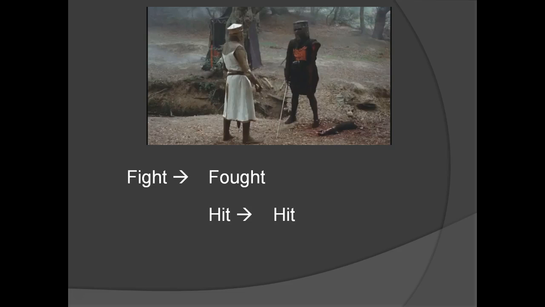What happened to the Black Knight's arm? King Arthur cut it off. So cut is like hit. It doesn't change form when used in the past tense.